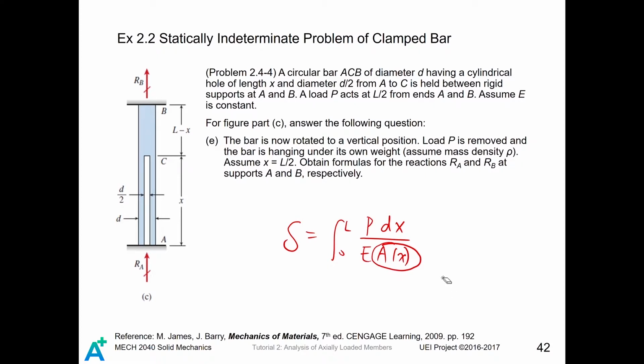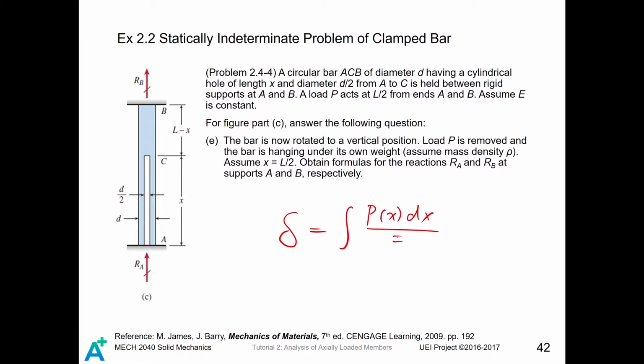However, in this case, we are going to deal with another case, delta equals the integral of P(x) dx divided by EA from 0 to L. That is, the direct force inside the bar will become a variable of x, while the area will become a constant this time. Let's read this problem.